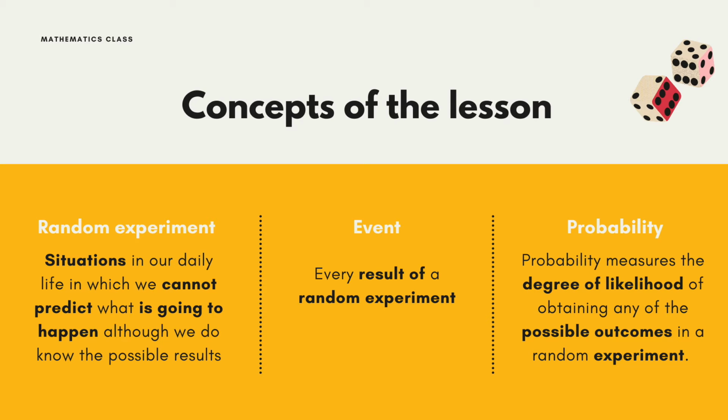I have a question for you. Can we know whether an event is more likely to happen than another? Thanks to probability, we are able to make this calculation. But what is it about? Probability measures the degree of likelihood of obtaining any of the possible outcomes in a random experiment.